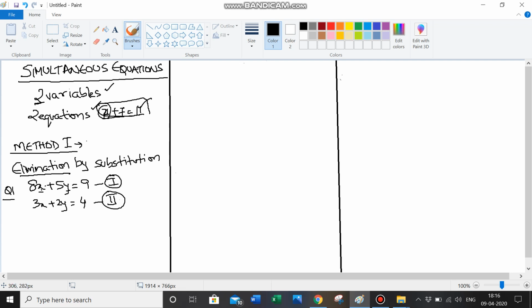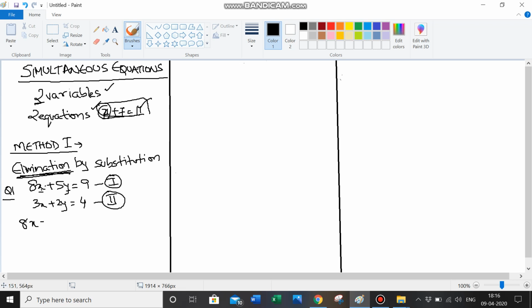So two variables, two equations, we can solve them. There are different methods of solving. This exercise talks about the first method, which is elimination by substitution. Let's look at the name, elimination. What are we eliminating? We are eliminating one variable by substituting it in the other. So let's try and solve this question. This is equation 1, equation 2 as per the question.